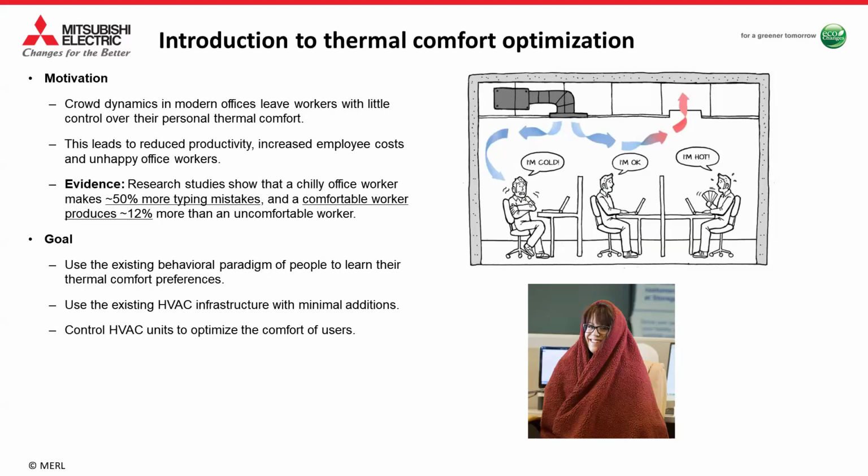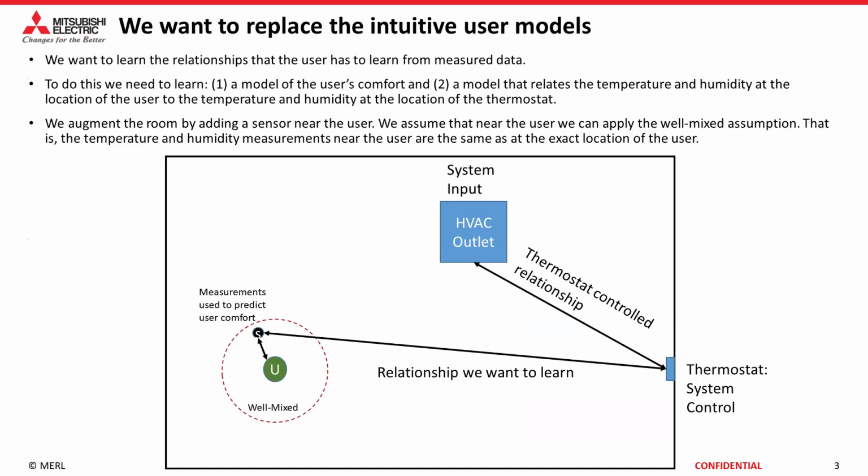So in this paper, what we would like to do is use the existing behavioral paradigm of people to learn their thermal comfort preferences. Then we want to use the existing HVAC infrastructure with minimal additions so that we can deploy this in as many offices as possible. The goal is to learn how to control the existing HVAC units to optimize the comfort of the users. So in this paper, we focus very specifically on replacing the intuitive models that each user has in their head. Specifically, the model about how comfortable I feel based on the temperature now, and the model about the temperature in my location in relation to the temperature at the thermostat, which ultimately controls the behavior of the HVAC system.